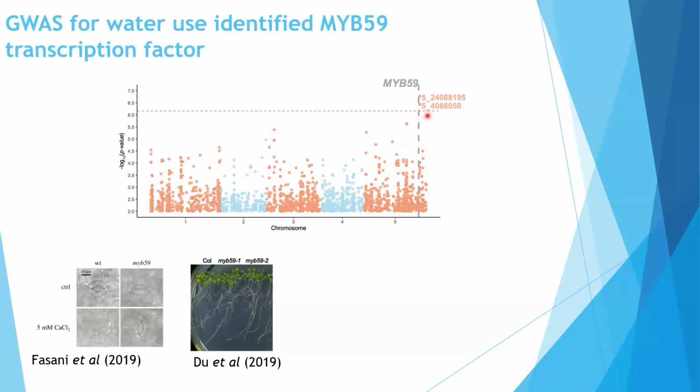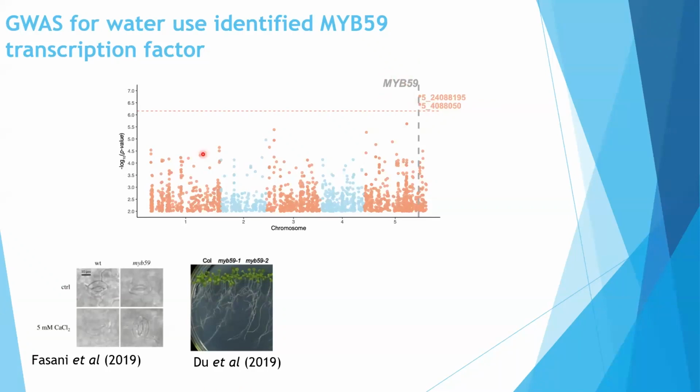So when we do that, we find 2 single nucleotide polymorphisms that go above a significance threshold. These two SNPs, which represent very specific positions within the Arabidopsis genome, are associated with variation in vegetative water use. And these two SNPs are right next to or within linkage disequilibrium of just one gene, and that gene is a MYB transcription factor, MYB59.